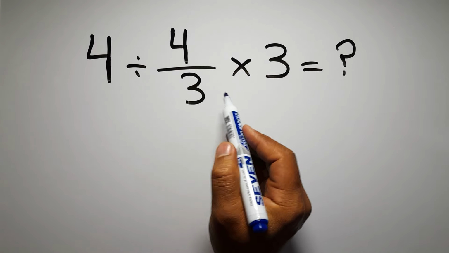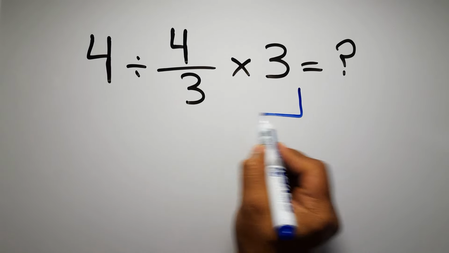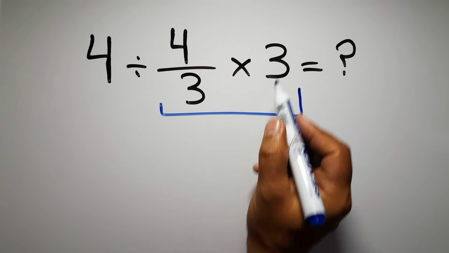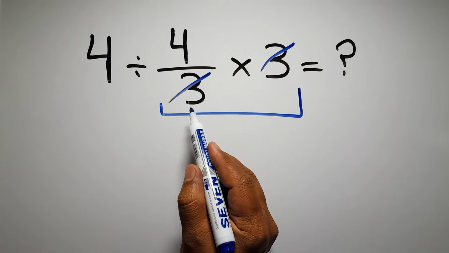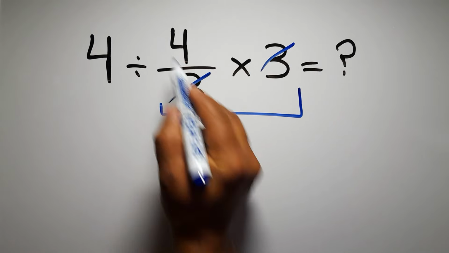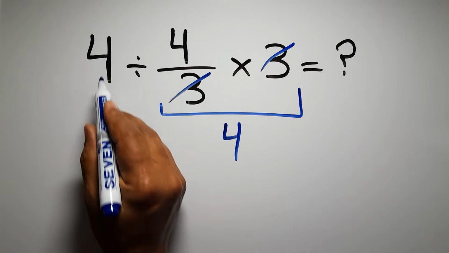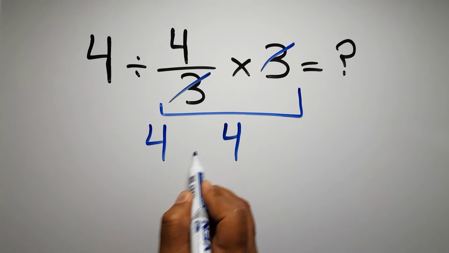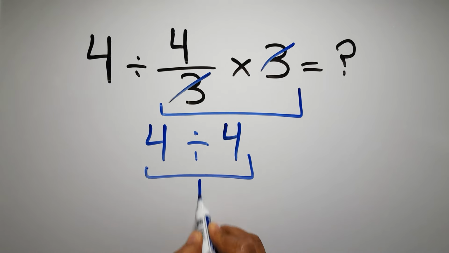First, we do this multiplication. 4 over 3 times 3. This 3 and this 3 can cancel each other out, so we have just 4. And 4 divided by 4 equals 1.